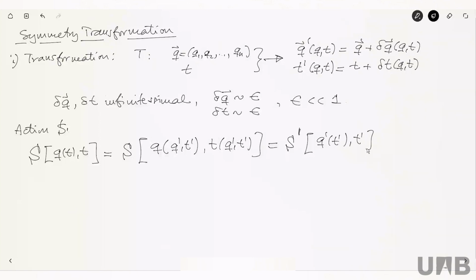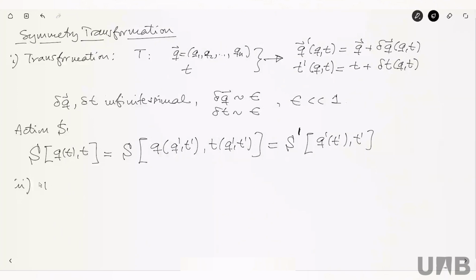I just make a change of variables, right? So therefore, the functional in this case is not going to be the same. In principle, this S prime is going to be different from S, right? But this is the substitution rule. I just change variables, and this is what I have to do. Okay, so 2.